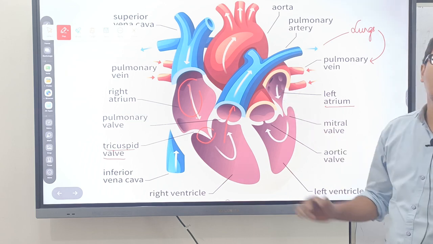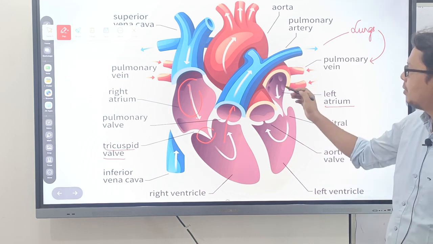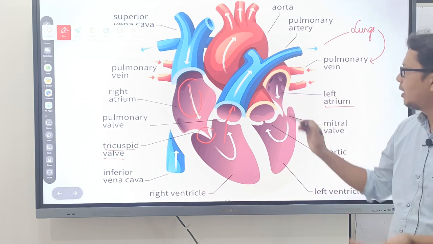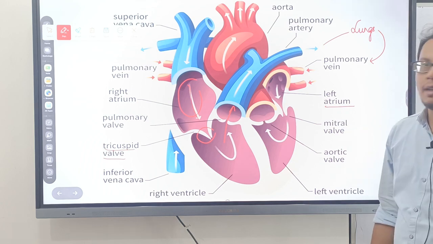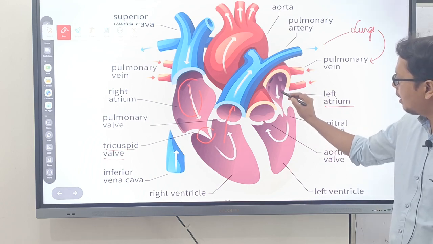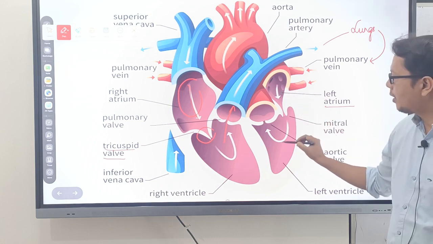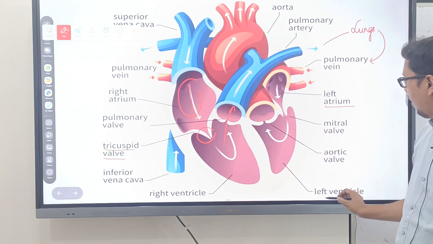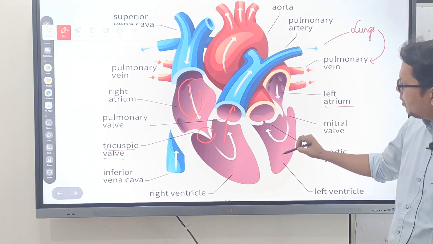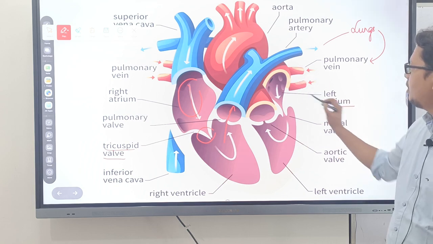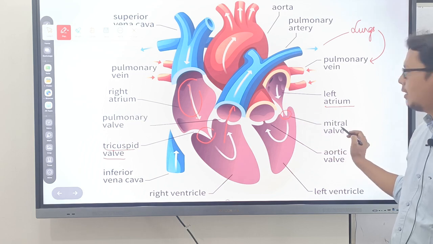Already I have told you that the atrium is nothing but merely a collection device. It will collect. When contraction starts, there will be another valve known as the mitral valve or bicuspid valve. When this valve opens, the blood, which is very rich in oxygen, will come into the left ventricle. But this blood cannot go back to the left atrium because of the presence of a valve here known as the mitral valve.